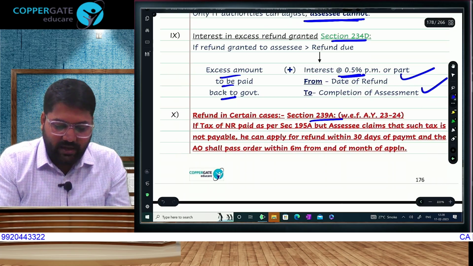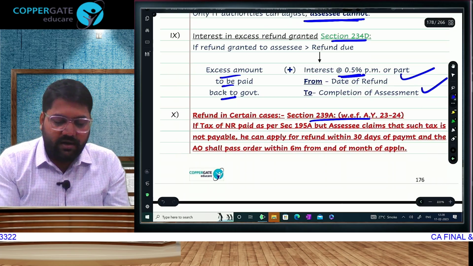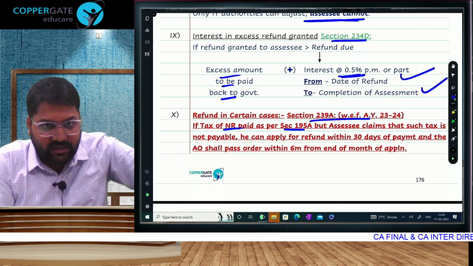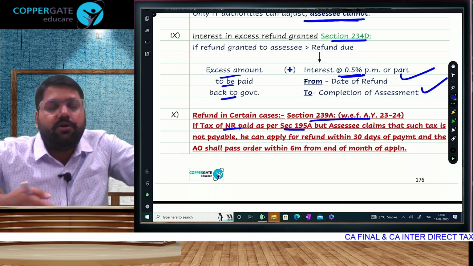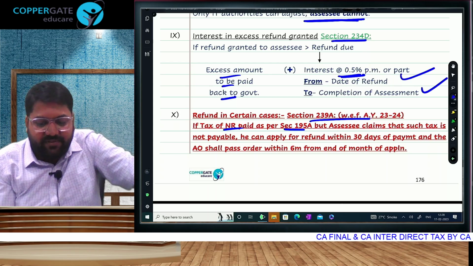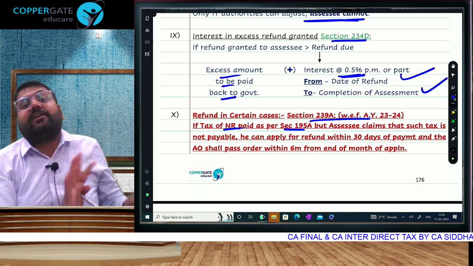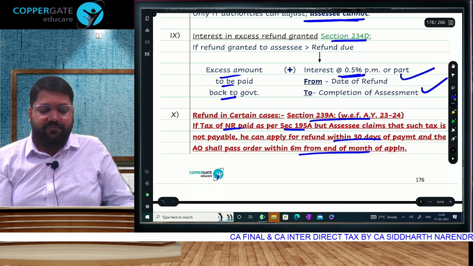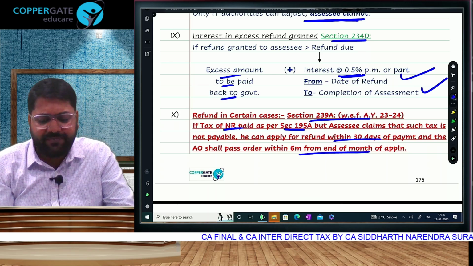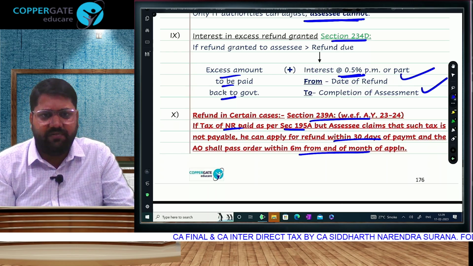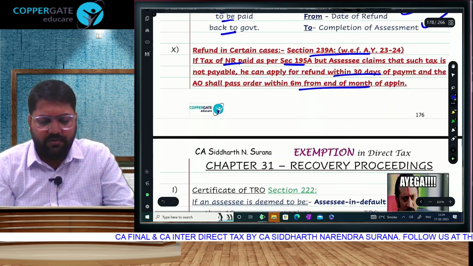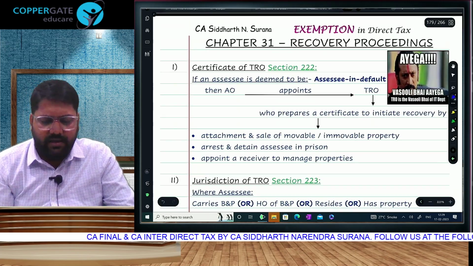Finally, a newly introduced provision here: tax of a non-resident is paid as per the grossing up principle. For a non-resident, we have given the net amount, grossed it up, and made some tax payment from our own pocket, but later we feel that that tax was not required to be paid. So within 30 days you can apply for a refund, and within 6 months from the end of the month the AO will decide whether it has to be given to you, but only when you have paid it on the grossing up principle. Next chapter, recovery proceeding.